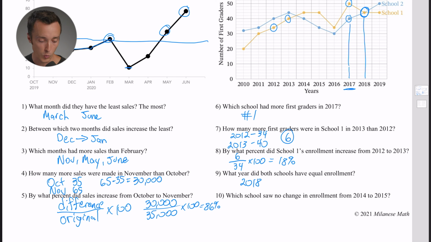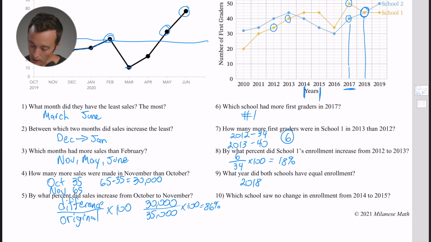So number 10 says, which school saw no change in enrollment from 2014 to 2015? So think what that would look like. Your x-axis obviously is going to continue from one year to the next, but we don't want there to be any change in height, or the y-axis, right? Because there's no change in the number of students. So which school saw no change from 2014, which is right here, to 2015?